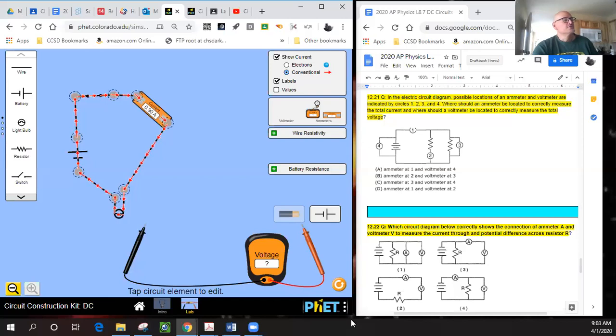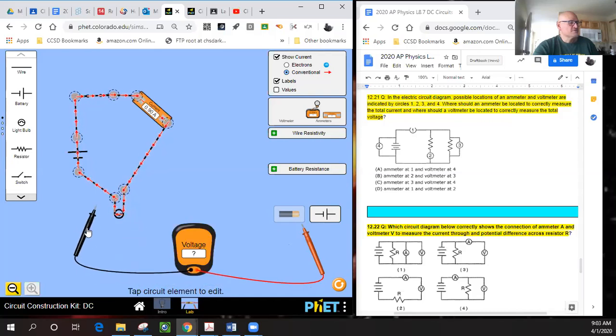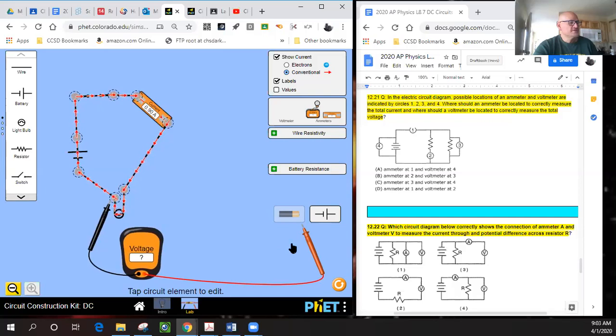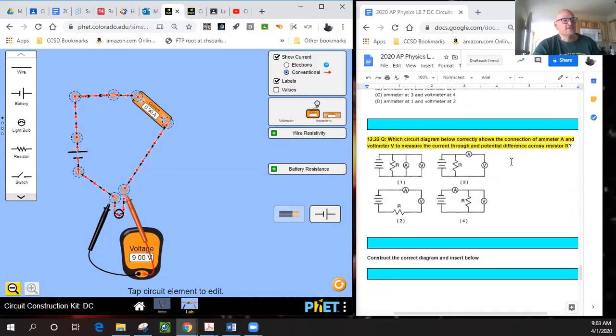All right, so here we have our voltmeter. I'm going to measure this here, measure the voltage. So now, as it's set up, I can measure the voltage and the current simultaneously. This is in parallel, and this is in series. So let's take a look at some questions down here.